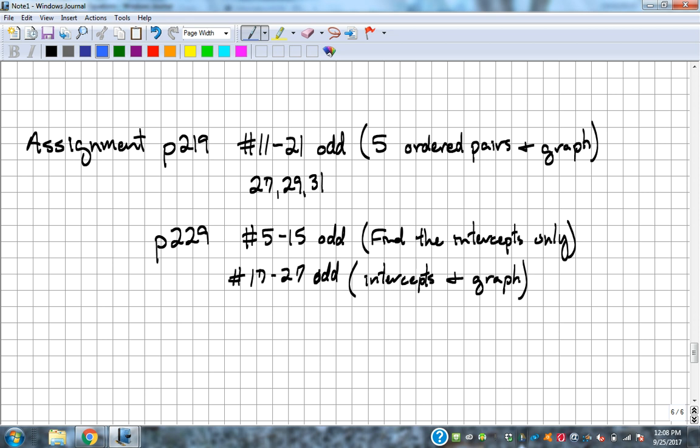These are just finding the intercepts. So you're finding me 2 ordered pairs that are the X and Y intercepts. On 5 through 15 odd, on 229, just find the intercepts. You don't have to graph those. You do have to graph 17 through 27 odd. So you're really only graphing 10 problems here today. A few more to do tomorrow, but today you'll get started with it.